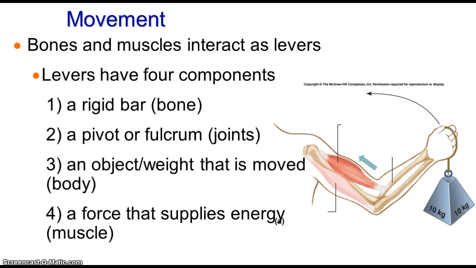Movement: the bone and muscles interact together as levers. The levers have 4 components: the rigid part, the bones; the pivot or fulcrum, the joints; the object or weight that is being moved, here we have a weight, or it could be our body; and also the force that supplies the energy, which is that muscle.